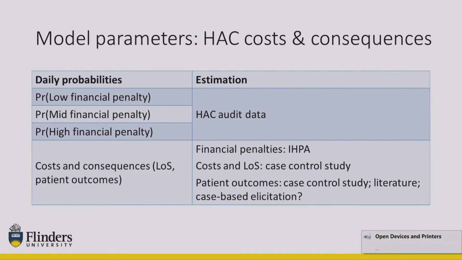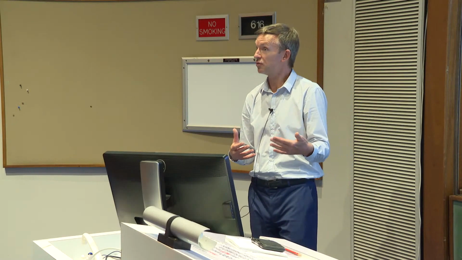Patient outcomes, so maybe we could look at readmissions, ED presentations, mortality. So those types of outcomes we can again do a case control study. We can look at the literature. What's the literature tell us about the longer term impacts of hospital-acquired hypoglycemic events on patient outcomes? Or we could talk to clinicians. Again, an elicitation approach. So we've got multiple options, obviously with very different resource implications. So we may start with case-based elicitation and progress from there if we feel that that's a valuable thing to do.